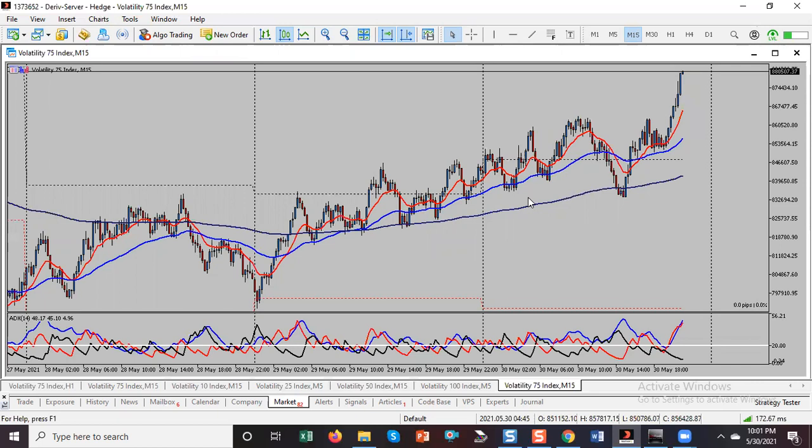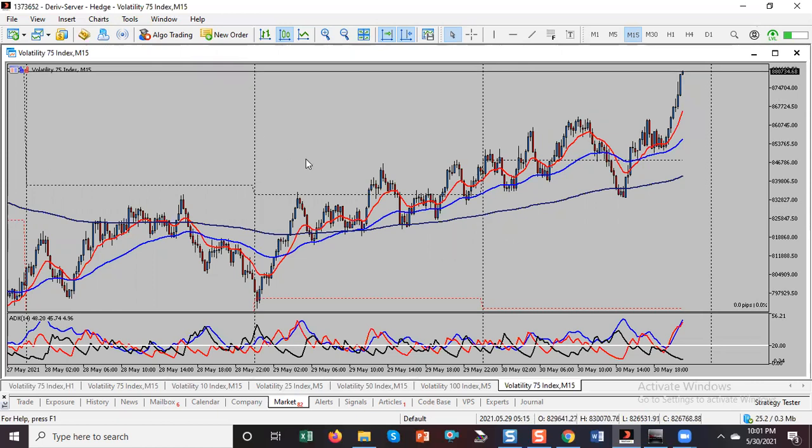All right. So the time frames for this strategy are the 15 minutes time frame and the 1 hour time frame. Those are the two time frames that I've used for this strategy. But in this training, we're going to be looking at the 15 minutes time frame.